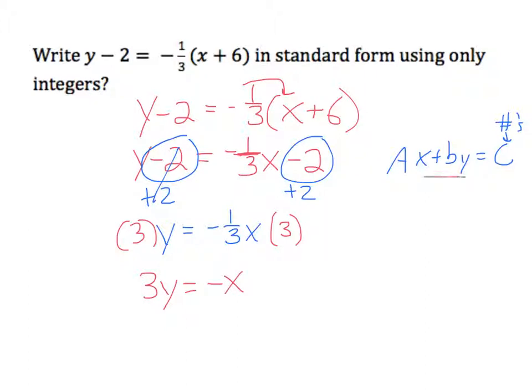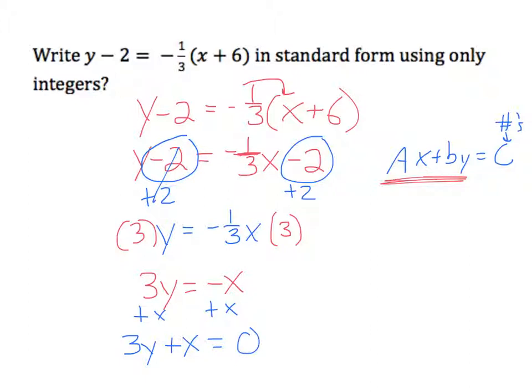Now, to get standard form, I have to have x and y on the same side, so I'm not done. I still have to add x to both sides. You can't combine 3y and x, so just leave them as two pieces. 3y plus x equals, now it has to equal something. There has to be something left over there. So if the numbers have all canceled out, technically negative 2 plus 2 was equal to 0.